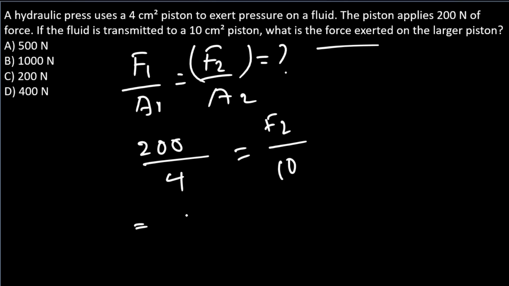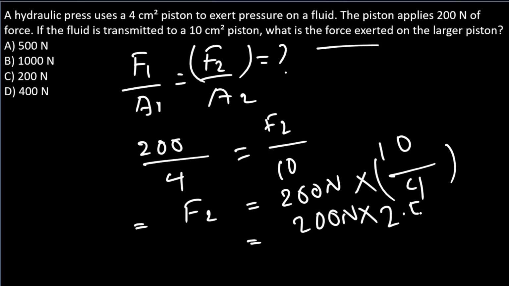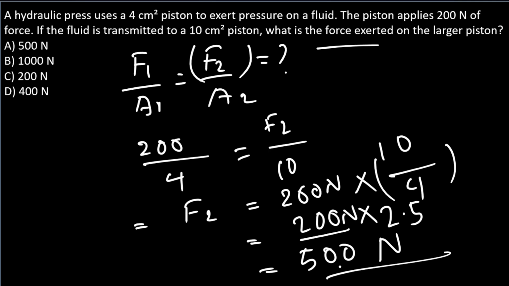So now we need to find out F2 equals 200 Newton times 10 over 4. So here we will get 200 Newton times 10 over 4, which is 2.5 times, and we will get 500 Newton. 2.5 times 200 equals 500 Newton is the force exerted on the larger piston.